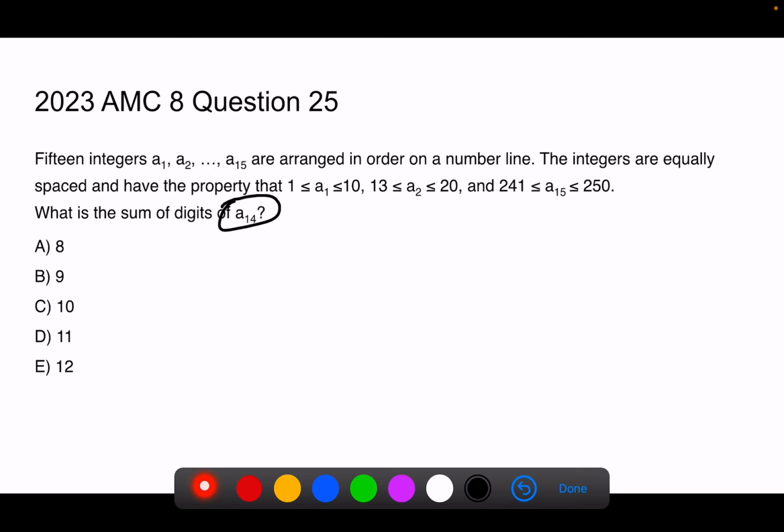And then there is a sentence I want to get your attention, which is "the integers are equally spaced", which means those integers have the same distance to each other. So this is an arithmetic sequence.